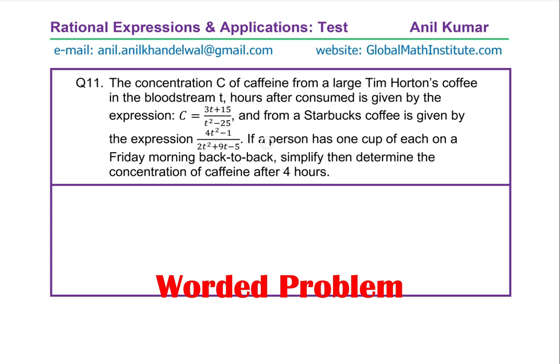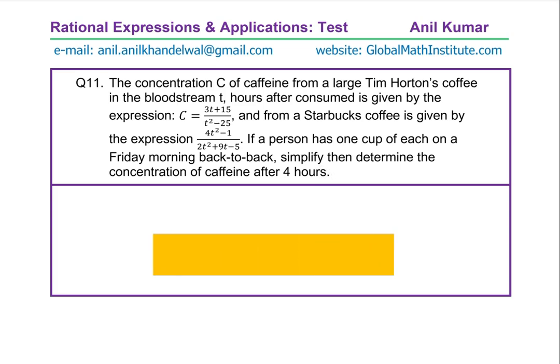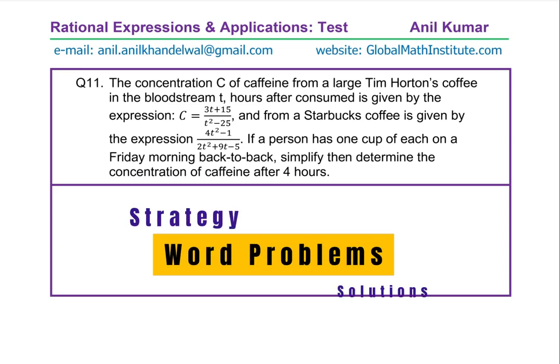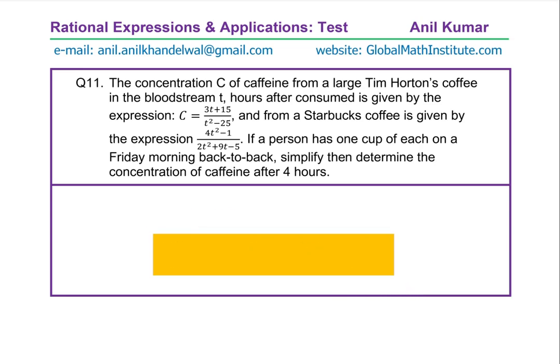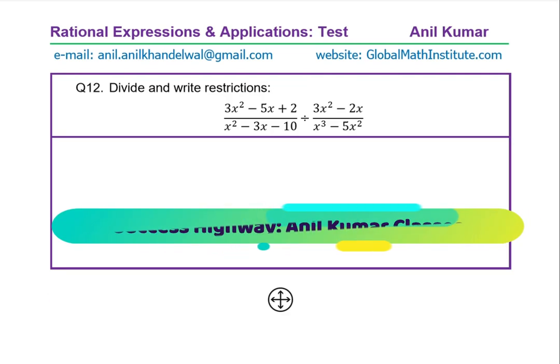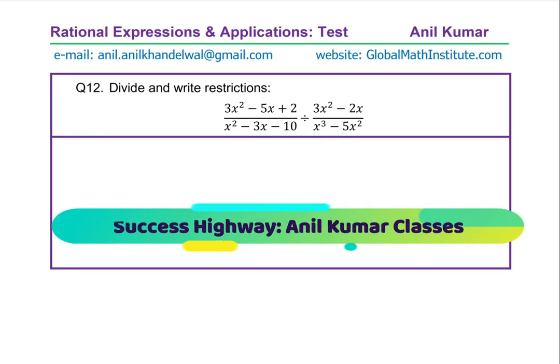If a person has 1 cup of each on Friday morning, back to back, simplify them and determine the concentration of caffeine after 4 hours. So that's the question, right? So work it out. Basically now we're talking about addition of rational expressions, correct? So it's just a worded problem, but simply it means something like this with addition. You get the idea, right?